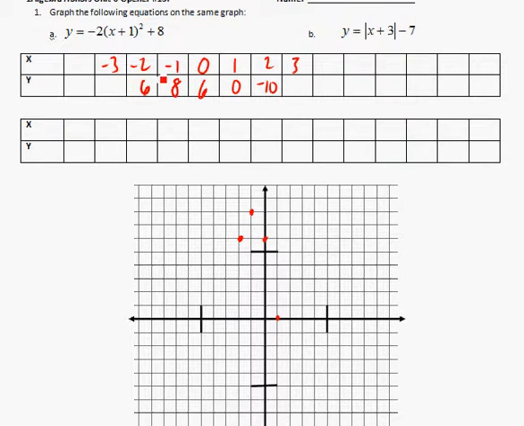Let's try negative 3 next. Negative 3 plus 1 is negative 2. Negative 2 squared is 4. 4 times negative 2 is negative 8. And negative 8 plus 8 is 0. So negative 3 comma 0.